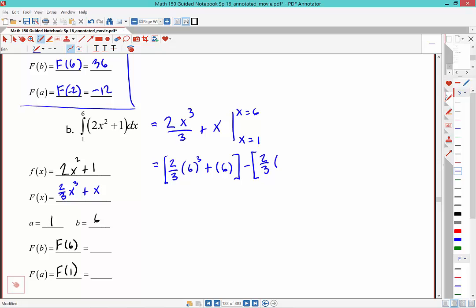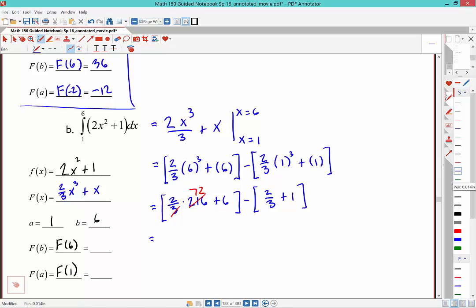And what's that going to give me? So I'll have 2/3 times, what is that, 216, I think, for 6 cubed. And then plus 6 minus 2/3 plus 1. And then, let's see, I know 3 can divide out some of this, so we'll get 72 there. So we'll have 144 plus 6 for our upper limit of integration, minus 2/3 plus 1 is going to be 5/3. So this is 150, so F at 6 was 150.